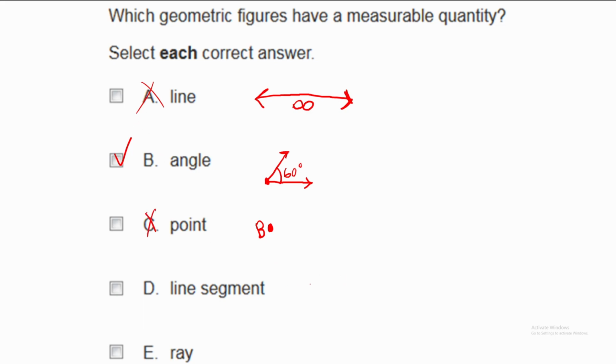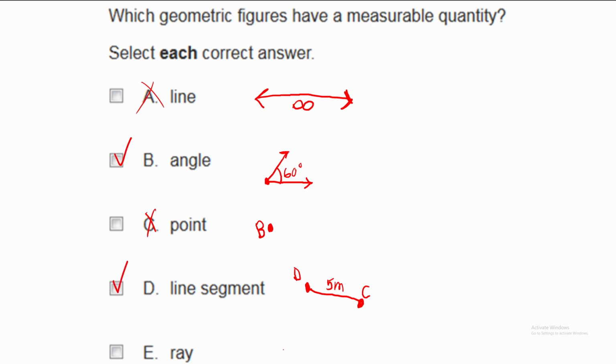Next up, a line segment. Our line segment should look something like this, right? It has two endpoints. Maybe we call them D and C, right? But we can measure line segments. This might have a length of 5 meters, right? We can measure that. It's 5 meters long. We have a measurement for that one.